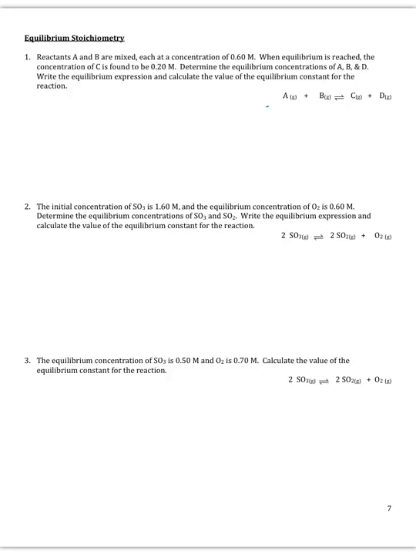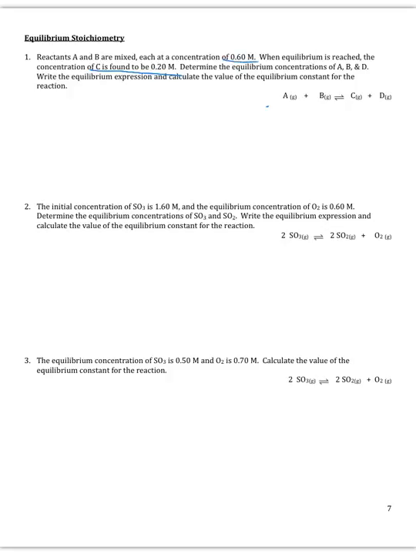In the first problem, we want to calculate the value of the equilibrium constant for the reaction. We have to have equilibrium concentrations in order to calculate an equilibrium constant. You'll see in the problem, we have mention of an equilibrium concentration for C, but then we also have mention of the concentrations of reactants A and B initially.